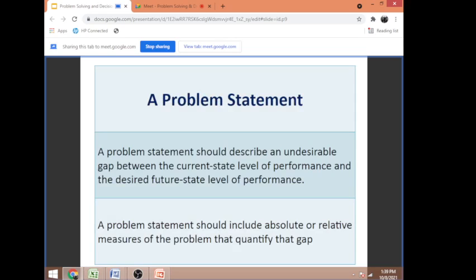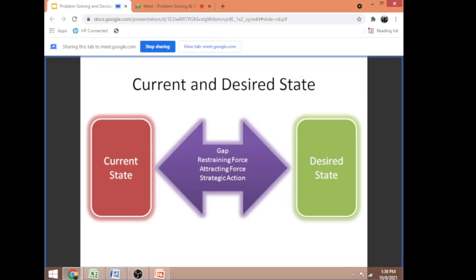A problem statement should describe an undesirable gap between the current state level of performance and the desired future state level of performance. Okay, there is a gap. You're bridging the gap in order to meet your future state, your goal. A problem statement should include absolute or relative measures of the problem that quantify that gap. Okay, something like this. You have a current state, and you have a gap, and there is a restraining force. Something is restraining you from solving the problem, from solving the gap.